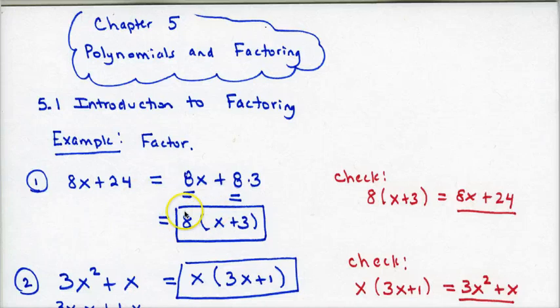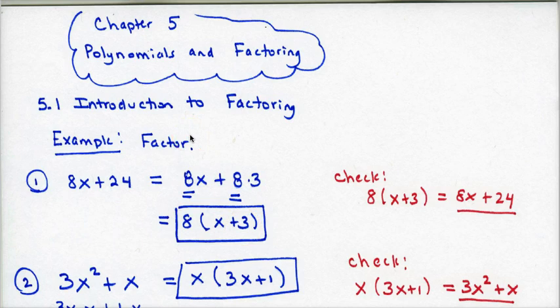If I distribute, so you can double check, I get 8x, and I distribute the 8 to the 3, and I get the 24. For the first couple of problems, I do check. You are welcome to check on all of these problems. The neat thing is you can always double check to make sure you got the correct answer. When I distribute, I do get back the original. But my answer is 8 times the quantity x plus 3.